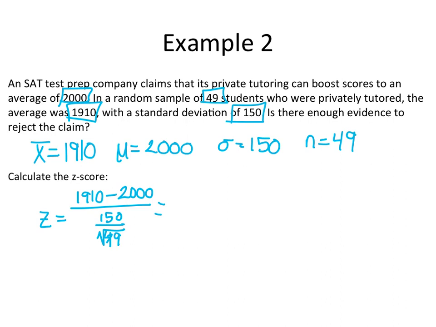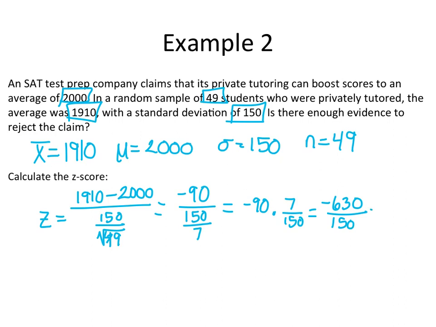That then equals negative 90 divided by 150 over the square root of 49, which is 7. When dividing a number by a fraction, it's really multiplying by its reciprocal, so we really have negative 90 times 7 over 150. That ends up getting us negative 630 when you do 90 times 7 over 150, and that fraction reduces to negative 21 over 4, which we can say then our z-score is approximately negative 4.2.